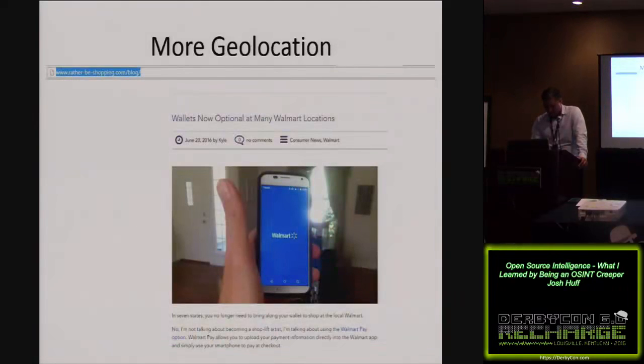More geolocation. EXIF data is my favorite, especially as a digital forensic analyst. Some websites scrub it. Most of your social media will pull it if you put a picture online. But bloggers are pretty bad if they're using their own hosting, they're not pulling it. I found a shopping blog with this photo. Obviously, he's taking a picture of a cell phone with a cell phone there.